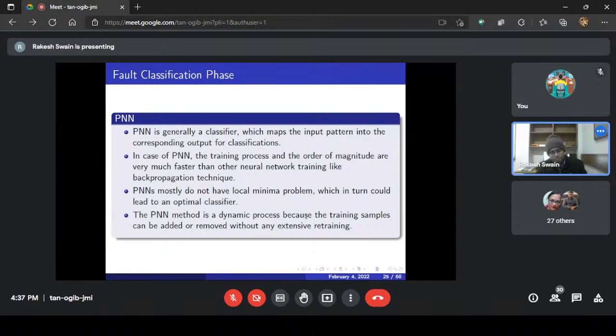For this particular problem, I will use PNN, the probabilistic neural network approach. Why am I using PNN? Basically, PNN is just a classifier. It maps the input pattern to the corresponding output classification, and it is much faster than other neural networks like the gradient descent approach. PNN has no local minimum problem, and it gives an optimal classifier. The PNN method is also dynamic because training samples can be added and removed at any time. It is also very low cost. Not much training is required, and no weights are required here.